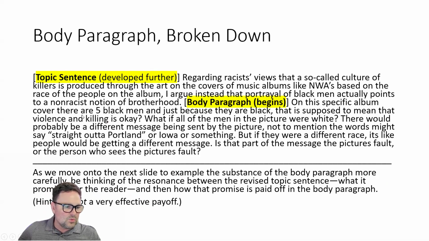Here, I just wanted to show you for a moment the now developed topic sentence regarding racist views that a so-called culture of killers is produced through the art on the covers of music albums like NWA's based on the race of the people in the album. I argue instead that the portrayal of black men actually points to a non-racist notion of brotherhood. That was the revised topic sentence. But here I have the original body paragraph, and you can sort of see how incongruous they are. We got this big part right here. I argue that there's no argument coming forth here.